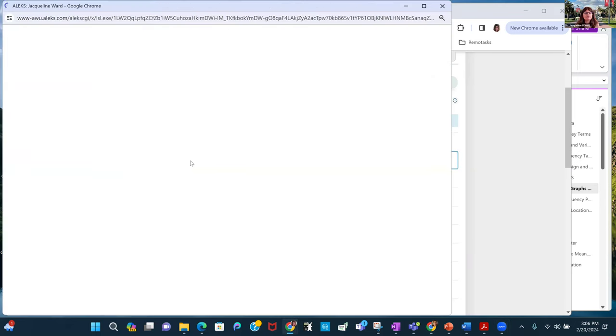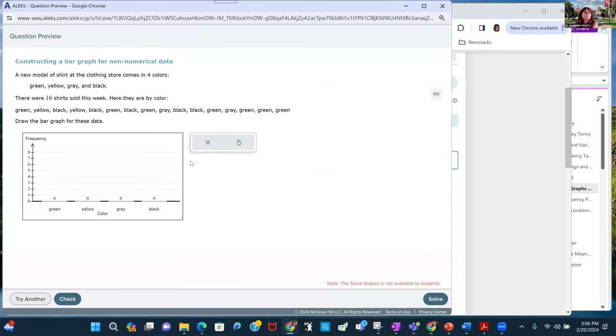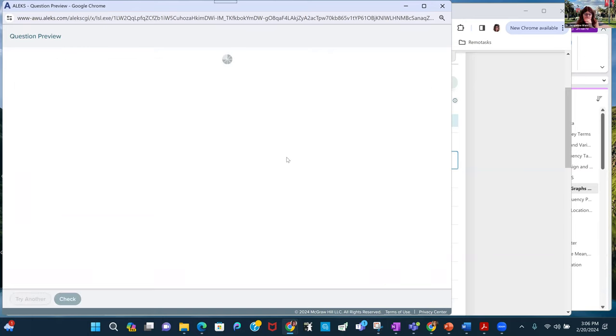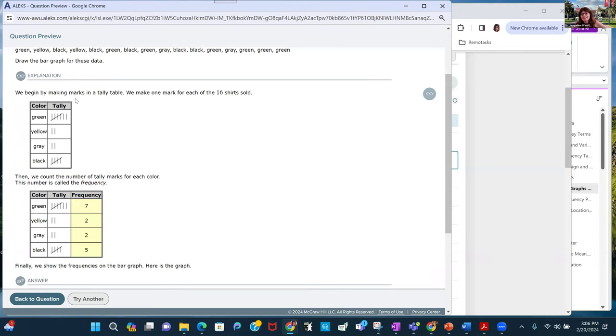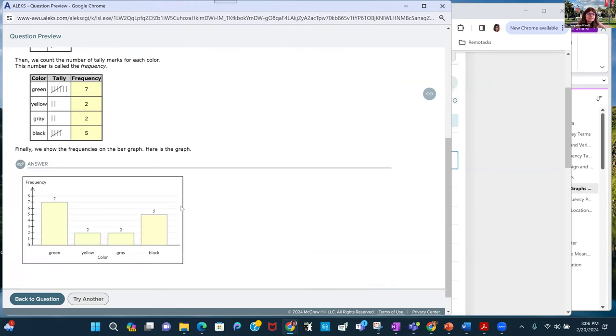And then we have a bar graph for non-numerical data. So here, a new model of shirt at the clothing store comes in four colors. There were 16 shirts, and here they are by color, green, yellow, black, et cetera. And then draw the bar graph for these data. And the way this works is you can pull up the bar, click and drag. And so we'll just see, they used a tally chart to count the number of greens, the number of yellows, et cetera, to get those frequencies. And then you could just pull up those bars to the right heights.